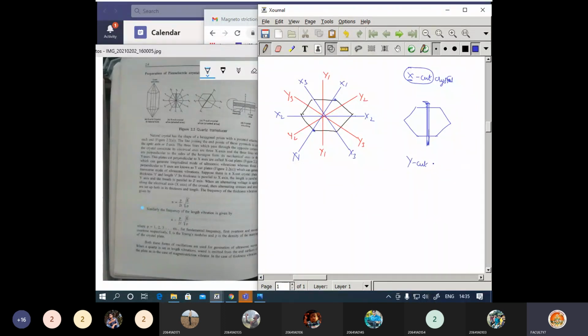So let us go with the y cut crystal. If you want to get this crystal, first you draw the crystal completely here. What do you want to get? You want to get the y cut. Y cut means you have to cut in the direction perpendicular to the y axis. This is the y axis here, so perpendicular means it is x. Along this particular x, if you cut the crystal like this, then you are going to get the y cut crystal here.